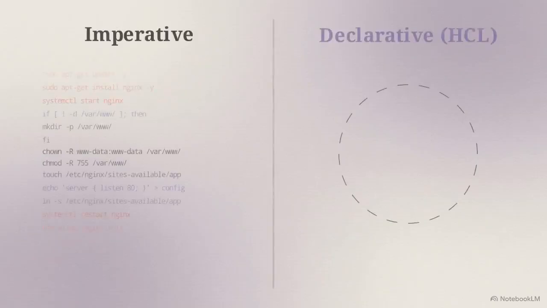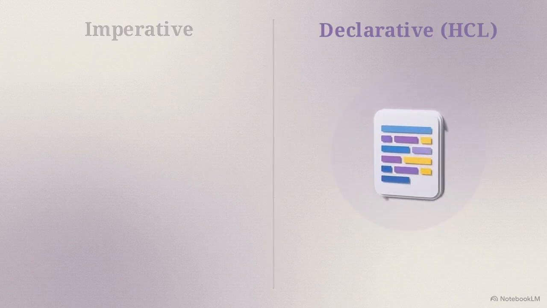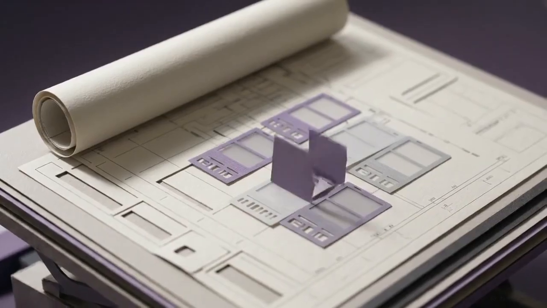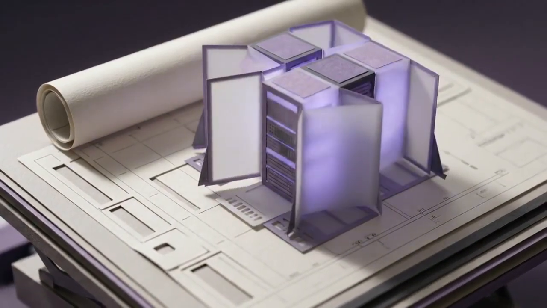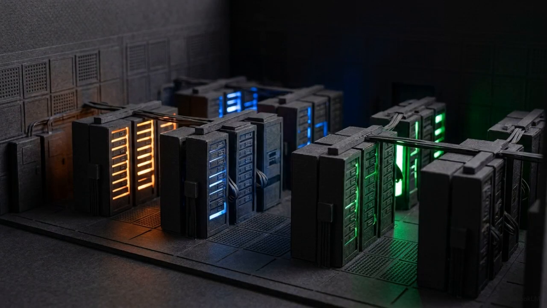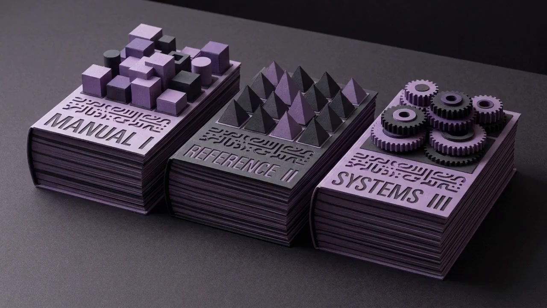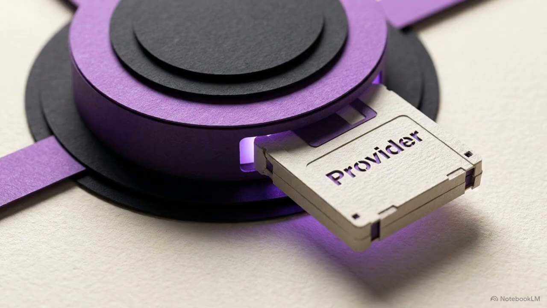You define that final picture using HashiCorp Configuration Language, or HCL. It takes all those tedious manual steps and collapses them into one clean, readable block of text. The burden of figuring out how to build the infrastructure is lifted off your shoulders and handed directly to the software. Most companies today do not rely on just one cloud. They juggle resources across Amazon, Microsoft, and Google. Usually, each of those platforms requires you to learn an entirely different instruction manual. Terraform acts as a universal translator.